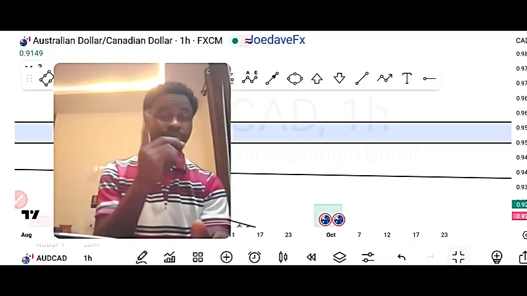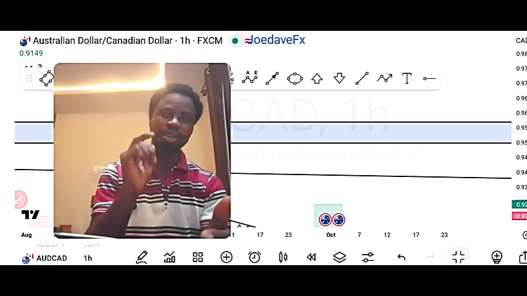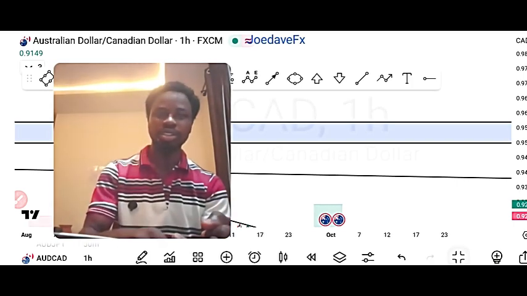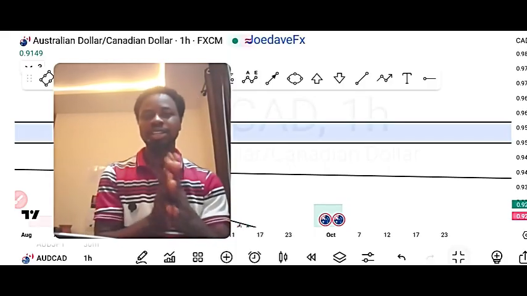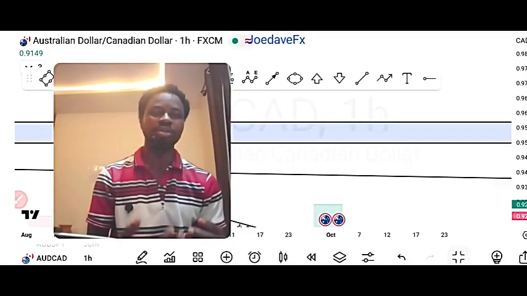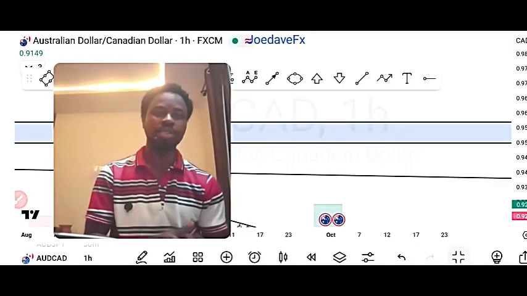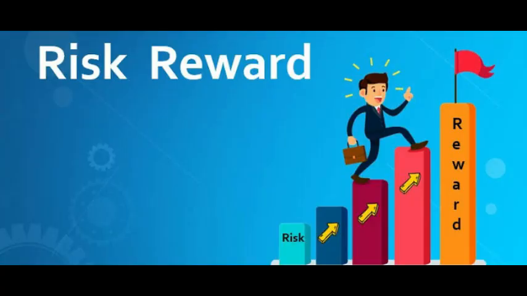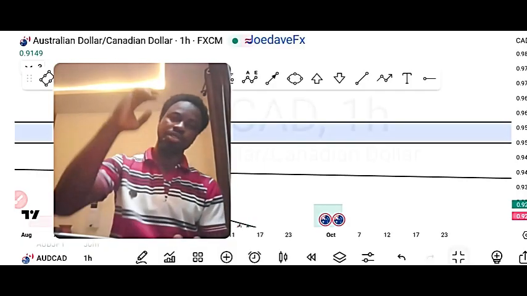So I'll be teaching you how to use top-down analysis, how to mark your key levels on the monthly, coming to the daily, and how to identify the direction of the market. One of the key tools of trading is identifying the direction of the market. Identify the direction of the market, and you're going to be recording more wins than losses. One of the key ways to become a profitable trader is to have a better risk to reward, and top-down analysis is going to give you that, because you have seen the direction of the market and you know where the market is moving to.